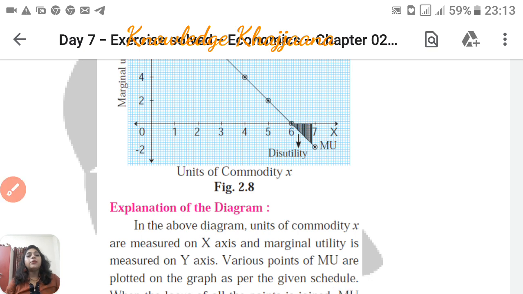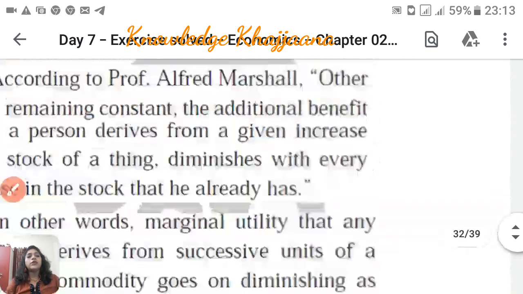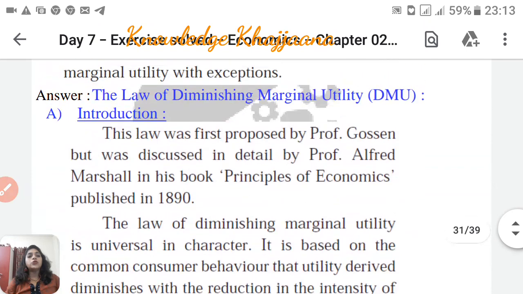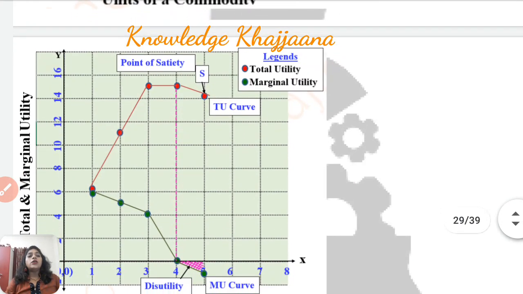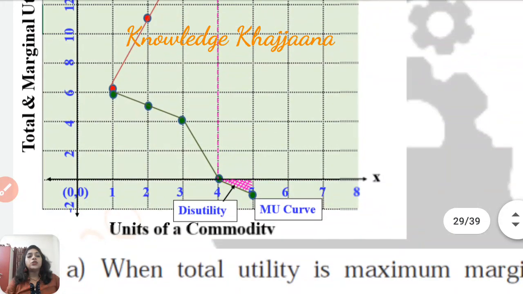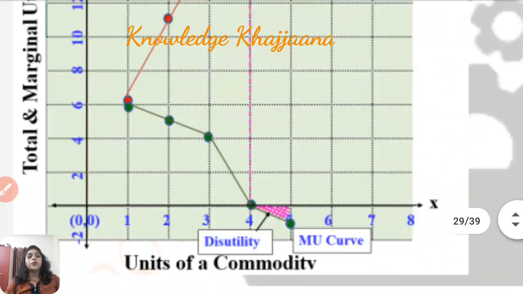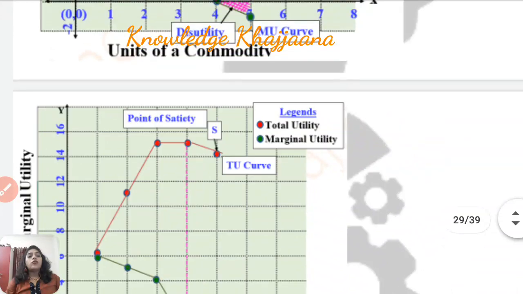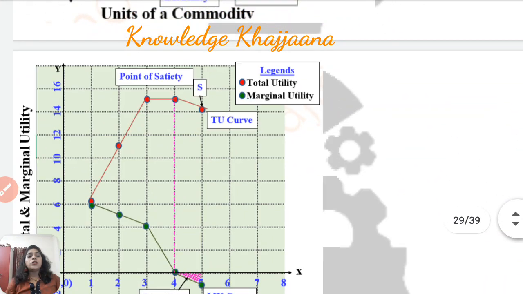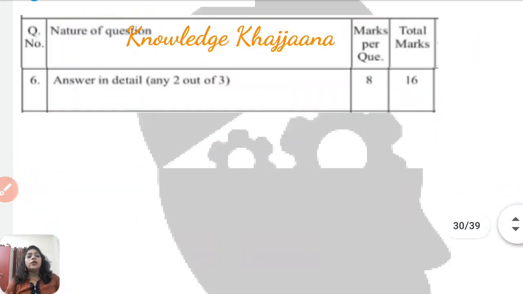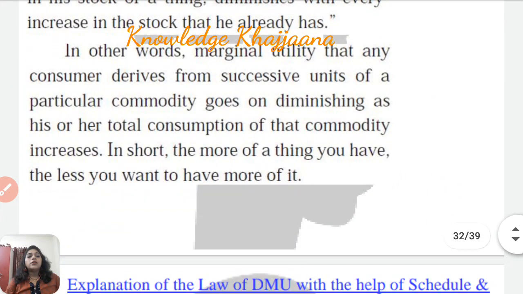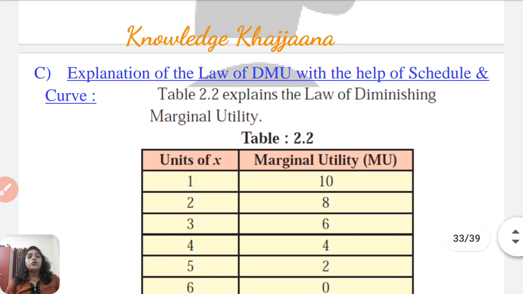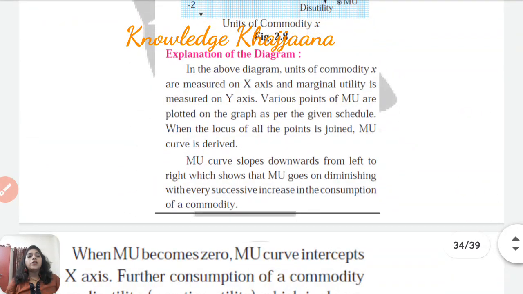See, this is the diagram which is given in the book. And while solving this problem also, I had drawn everything. I have plotted everything on graph paper, and I had shown this disutility part also. So everything for this table I have shown on this graph. Now you have to explain the graph.